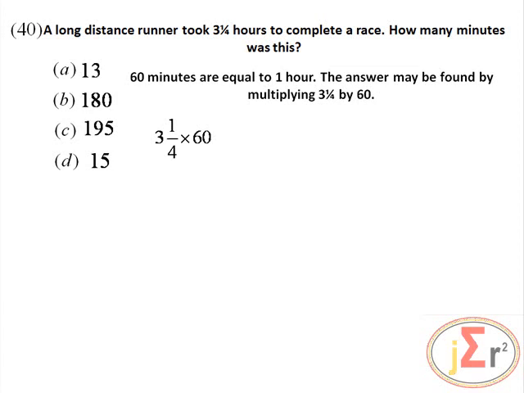What is 3 times 60? 3 times 6. Say 3 sixes. 3 sixes is 18. So 3 times 60 is 180. What is a quarter of 60? A quarter of 60 is 15. So what is 15 plus 180? 15 plus 180 is 195. So the answer is 195.